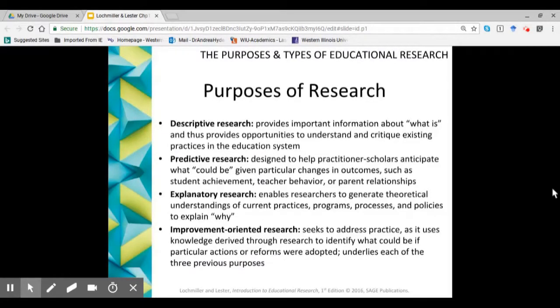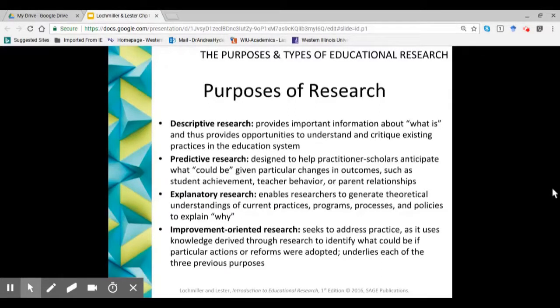The authors list for you several general purposes of research. If you were to write a research proposal for one of the programs at Western, you would be asked to describe the purpose of your research. So knowing these four broad categories might come in handy later on.